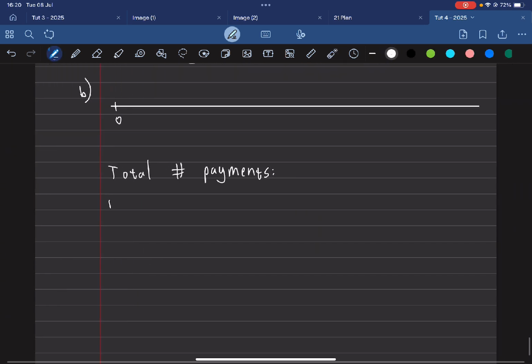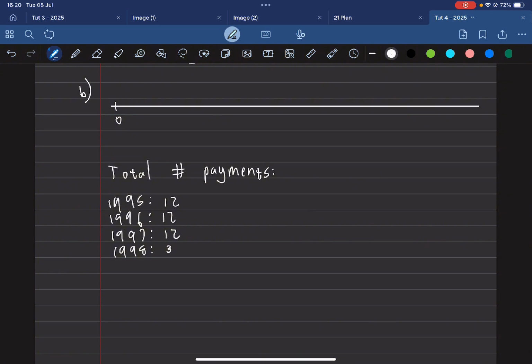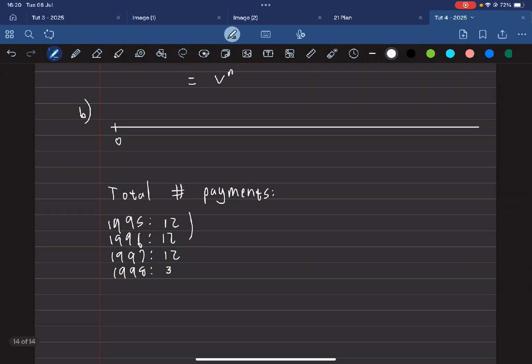So in 1995, we have 12 payments. In 1996, we have 12 payments, because remember it goes from January to December. 1997, we have 12. But then in 1998, we only have 3 payments, because it only goes up to March. So in total, we have 12 plus 12 plus 12 plus 3, which is 36 plus 3, which is 39. Okay. So we know that the payments go up to 39, and we're paying 100 Rand at each time. So at time 1, we're paying 100. Time 2, we're paying 100, and so on.